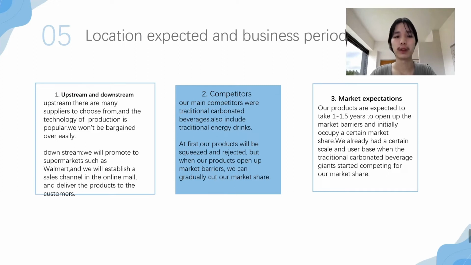Upstream, there are many suppliers to choose from, and the technology of sugar alcohol production is popular. Upstream suppliers do not have strong bargaining power over us. Downstream, we will promote to supermarkets such as Walmart and will establish a sales channel in the online mall and directly deliver the products to the customers.